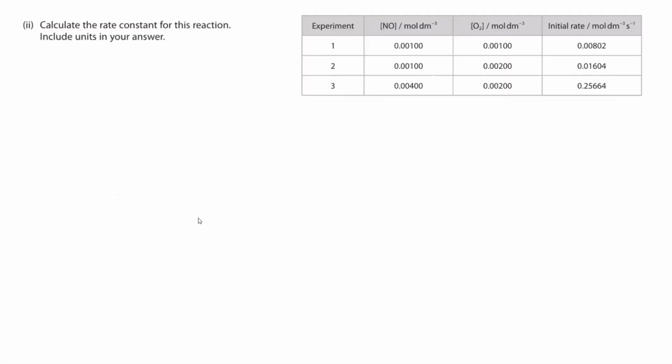Now let's go for the next one. Calculate the rate constant for this reaction, include units in your answer. Okay, now what they are asking is to find the rate constant for this reaction. For that we need our rate law again. So we know the rate law. Rate equals rate constant times concentration of NO to the power 2 and concentration of O2.